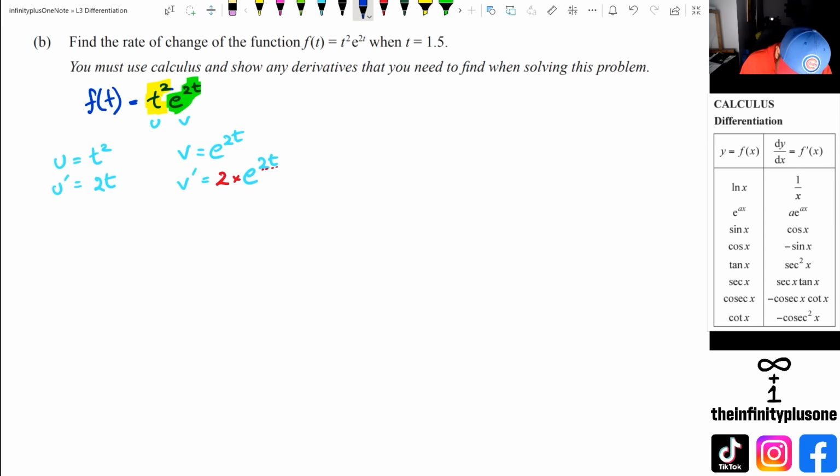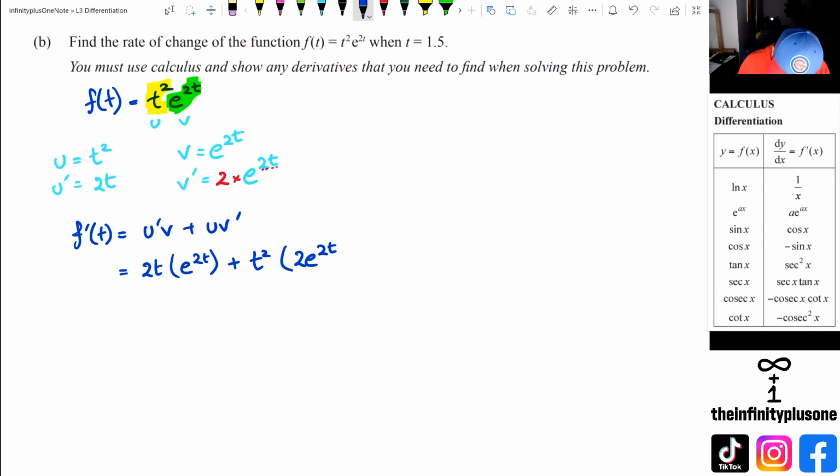So I can write that f dash of t equals u dash v plus u v dash. So u dash is equal to 2t multiplied by e to the power of 2t, plus u, which equals t squared, multiplied by 2e to the power of 2t.